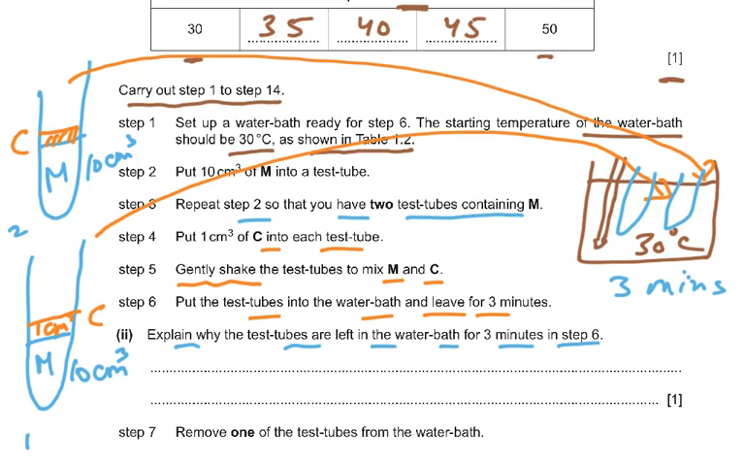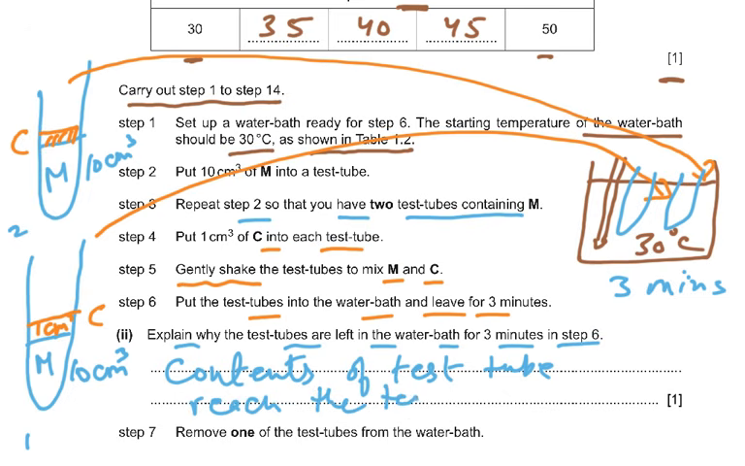Now it says explain why the test tubes are left in the water bath for 3 minutes in step 6. You see, you've still not added the enzyme. Why we've done this is the contents of the tube. What were the contents? The contents were M and C. So the contents of the test tube reach the temperature, because you want the milk and the calcium chloride both to be at that temperature, which is 30 degrees Celsius, because you're going to add the enzyme and then test it.